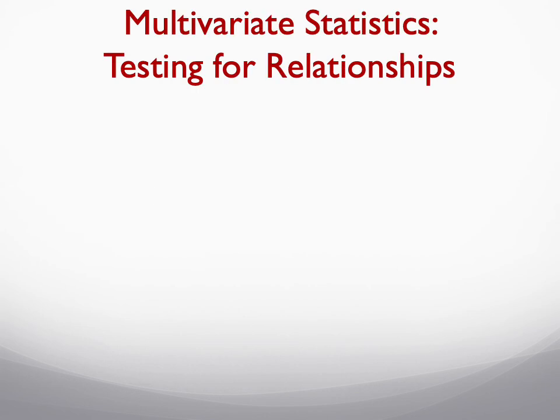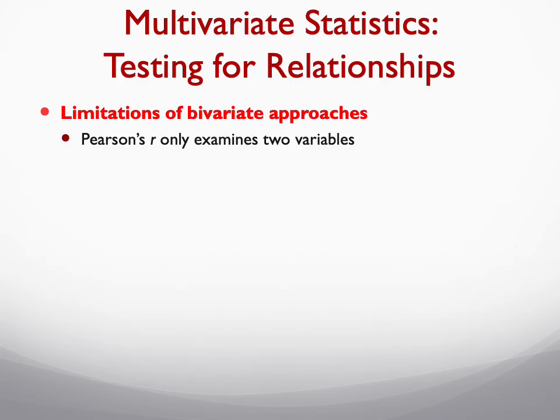Let's start with testing for relationships. Let's first think about the limitations of the bivariate approaches that we talked about last time. Pearson's correlation, Pearson's R, was the bivariate statistic we learned for looking at a relationship between an independent variable and a dependent variable. The main limitation being that it can only account for two variables at a time.